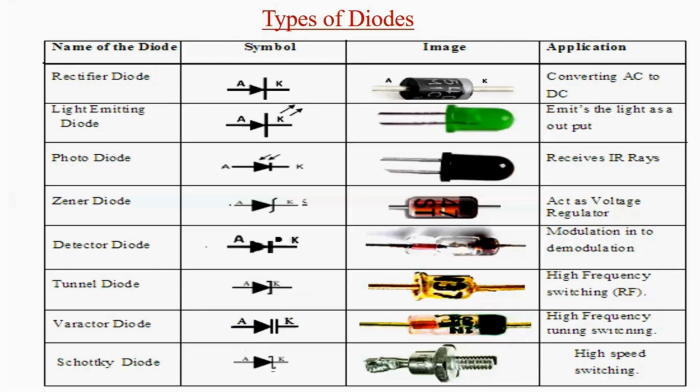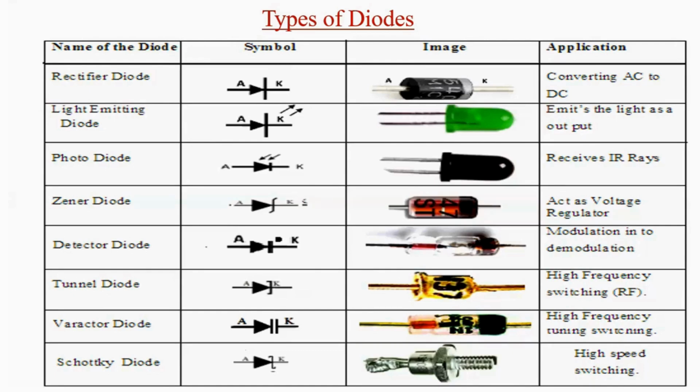What is the work of the Zener diode? It works like a regulator; it is used for voltage regulation. Then detector diodes. Just now we discussed demodulation. In radios, when an RF signal is coming and you want the radio frequency to be removed and you want the pure signal, that is called demodulation. For that purpose we use a detector diode.